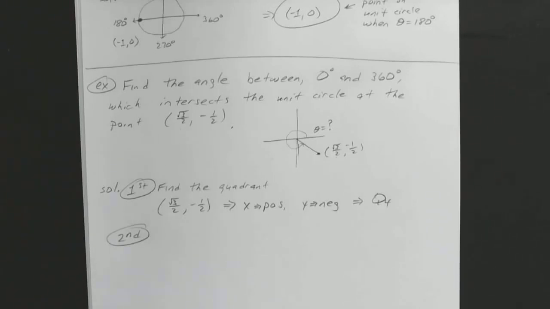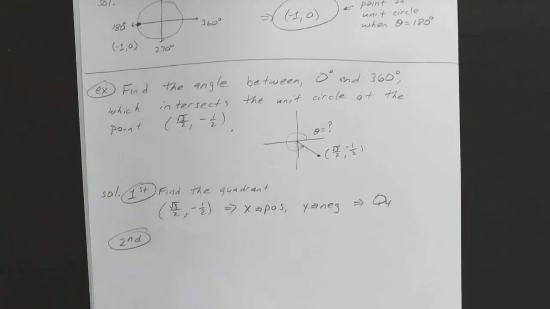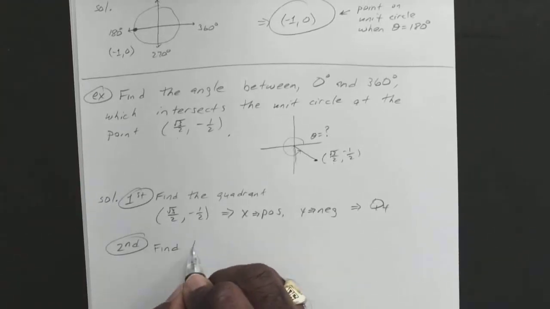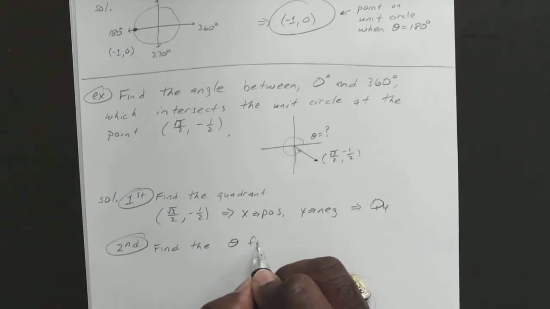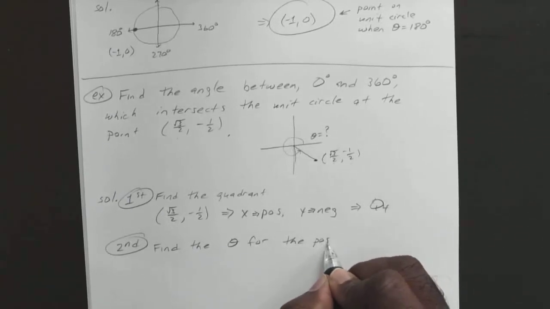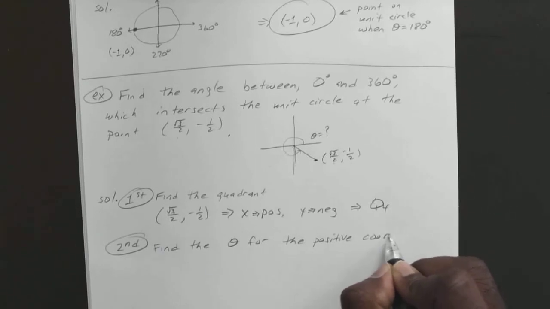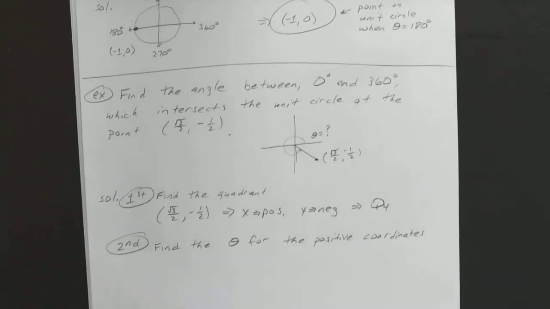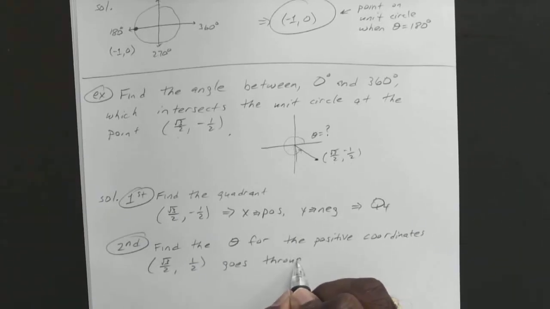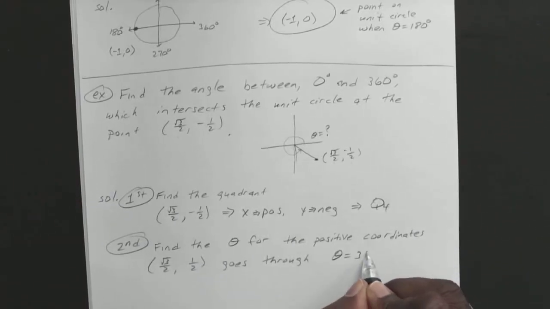Okay, now your second step is you want to find the positive coordinates for both of those. Okay, so instead of square root of 3 over 2, negative 1/2, you want to find out what value of theta will give you positive square root of 3 over 2 and positive 1/2. Okay, so square root of 3 over 2 and positive 1/2 goes through theta equals 30 degrees.